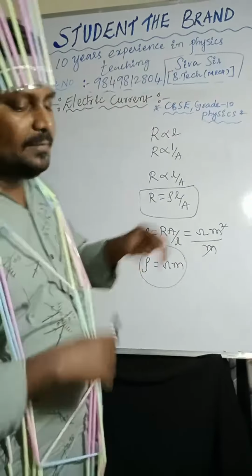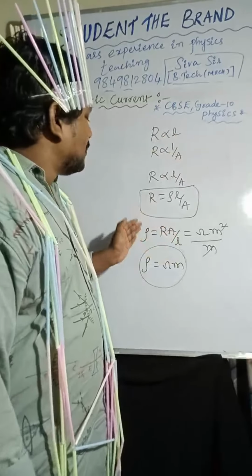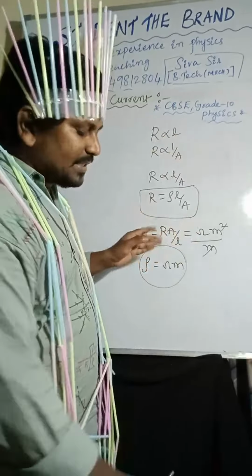So here, considering resistance is directly proportional to length of the conductor, and inversely proportional to area of cross section, R equal to rho into L by A, rho equal to RA by L. SI unit of resistance is ohm, SI unit of area is meter square, SI unit of length is meter. Meter gets cancelled, we get rho equal to ohm meter. SI unit of resistivity is ohm meter. Now we will discuss the difference between resistance and resistivity.